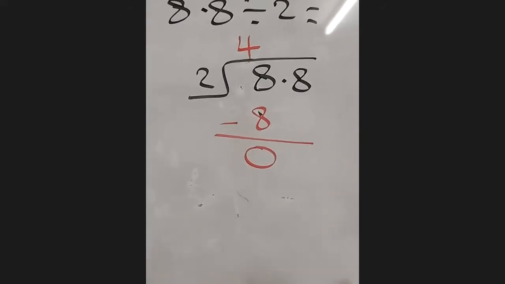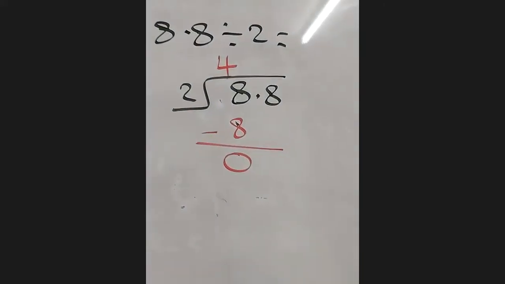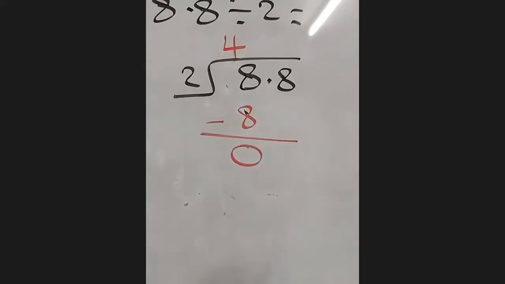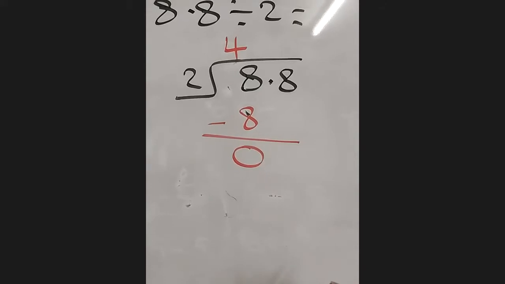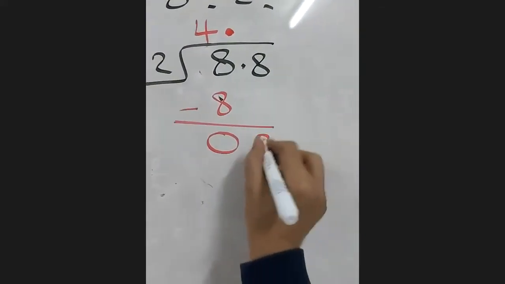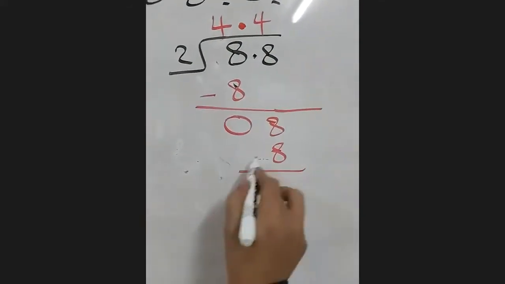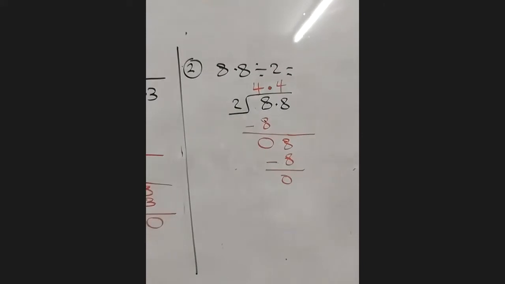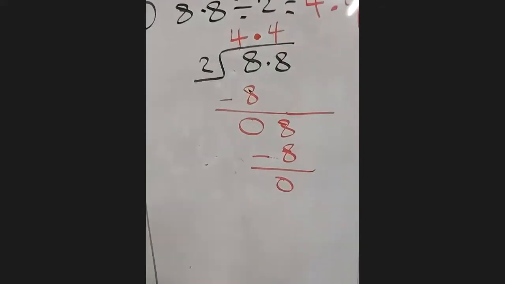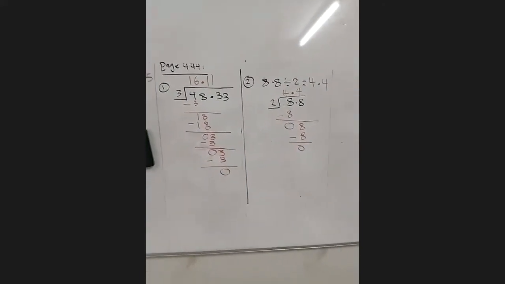The most important thing we said, do not skip the decimal. Do not skip it. Put the decimal up, take the 8 down. 8 divided by 2, 4. 4 multiply 2, 8. 8 minus 8, 0. So what's the answer? 4 decimal 4. 4.4. This is the answer. Copy, guys. This is question 1 and question 2, page 444. Copy them both quickly.